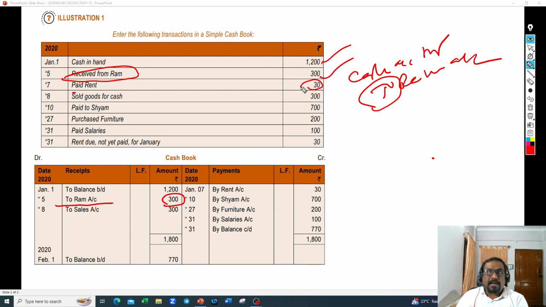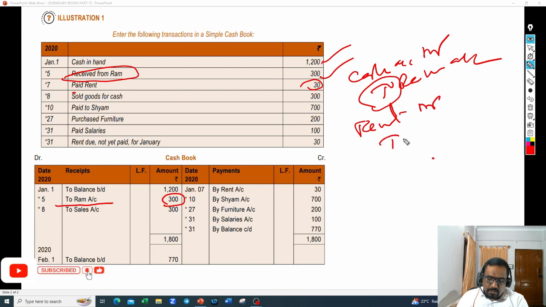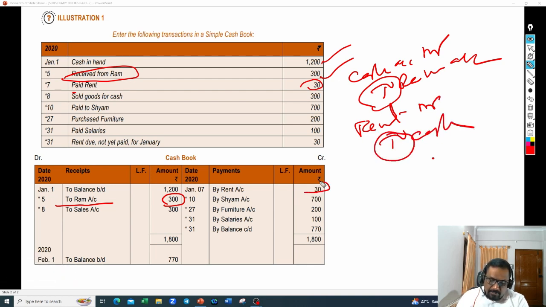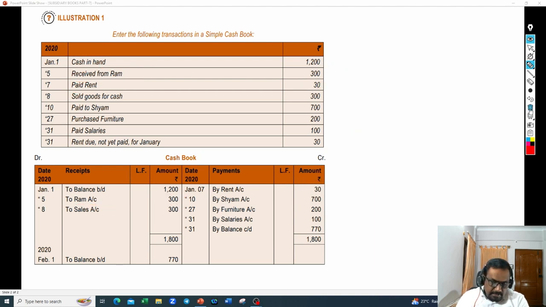Paid rent 30 rupees. When I make the payment, rent is an expenditure. Expenses and losses to be debited. So the entry is rent account debit to cash account. So by rent, in the cash account, we need to write 30 rupees. Clear?